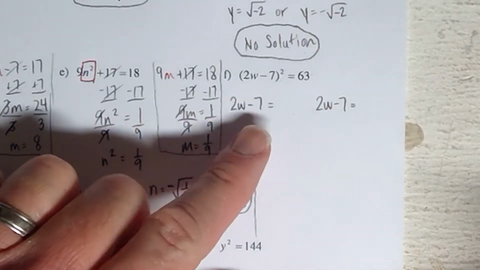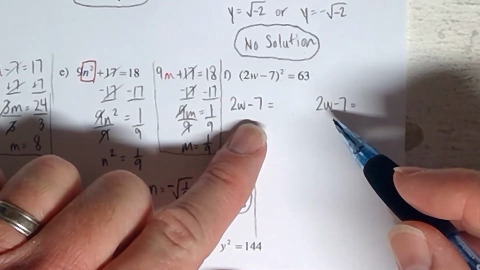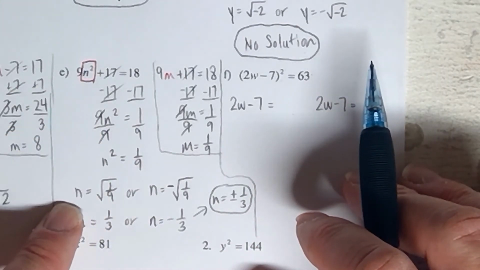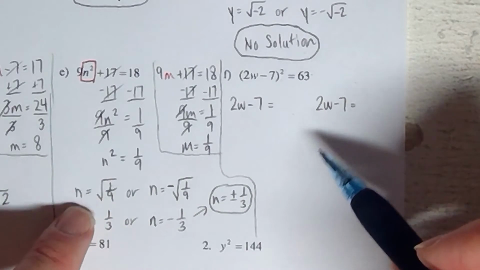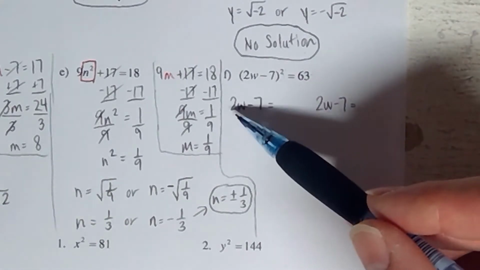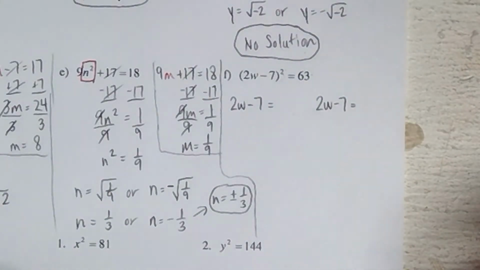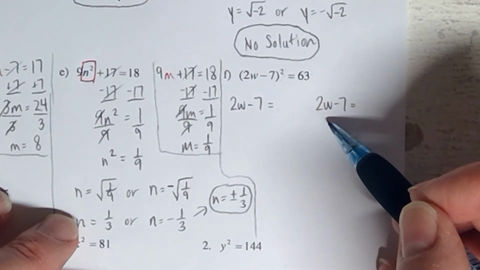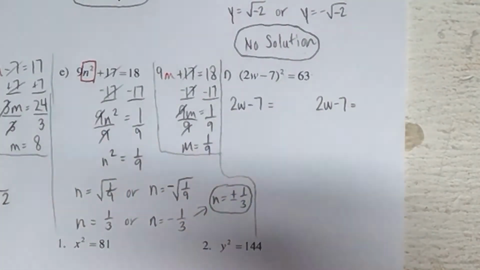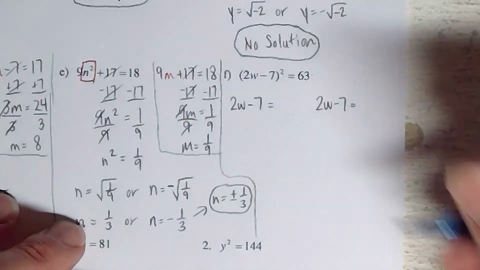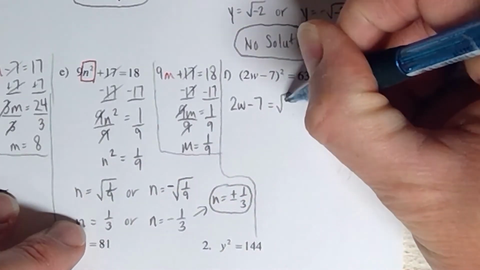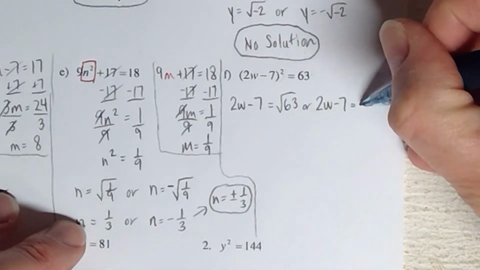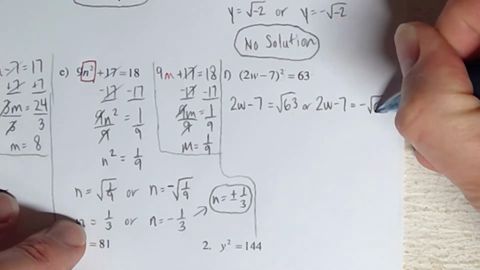So you can just write down 2w minus 7 twice. Just like we went from n squared to n, where the exponent disappeared, same thing here. The exponent disappears, we just have the bracket. And we write down the bracket twice. But you don't need to write the bracket because there's nothing outside the bracket. Then we do the double square root thing. Again, that's still the same as it was before. So square root of 63, negative square root of 63.